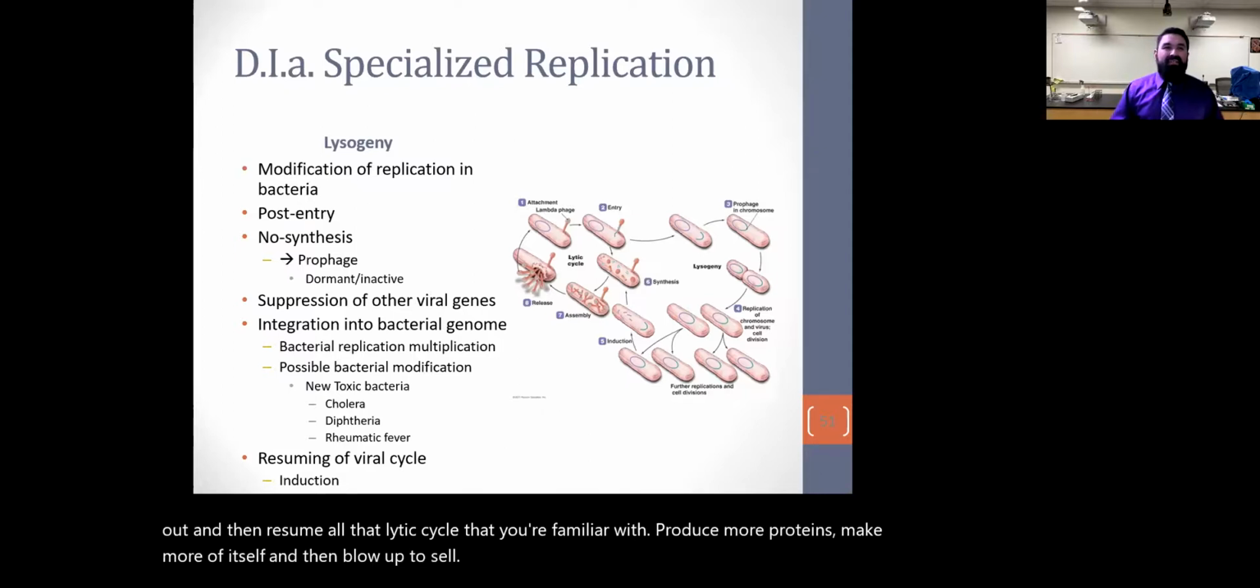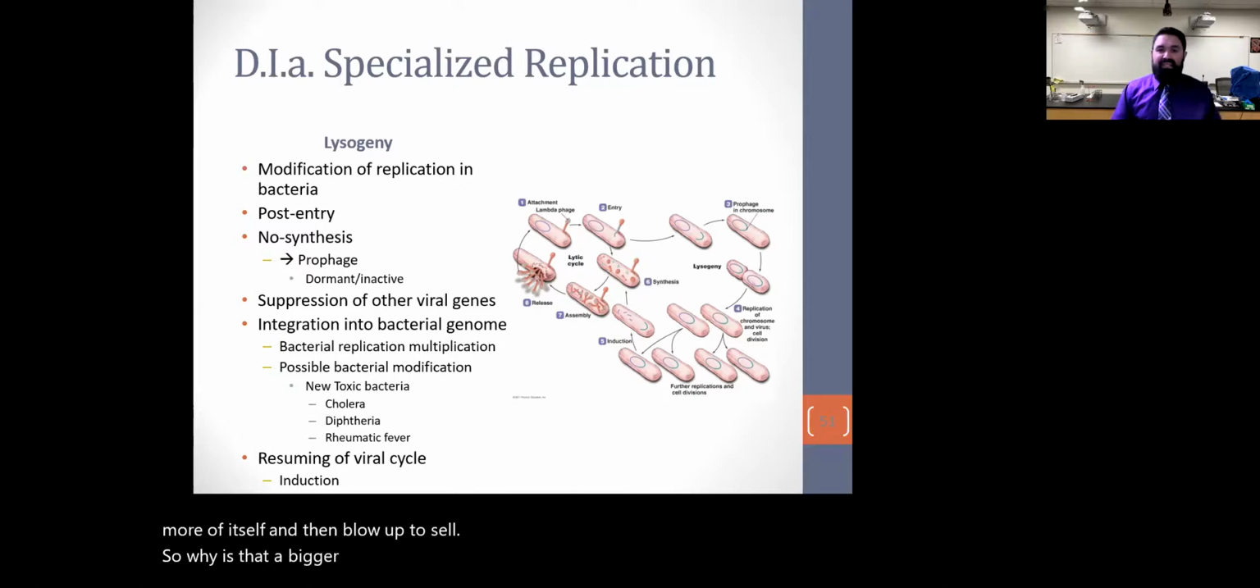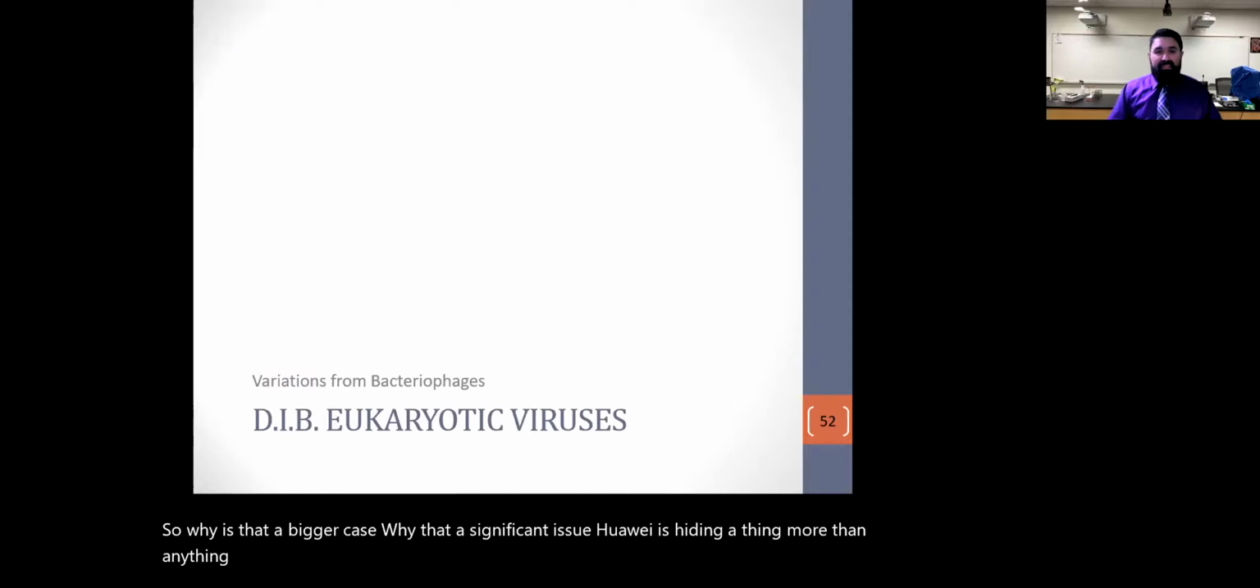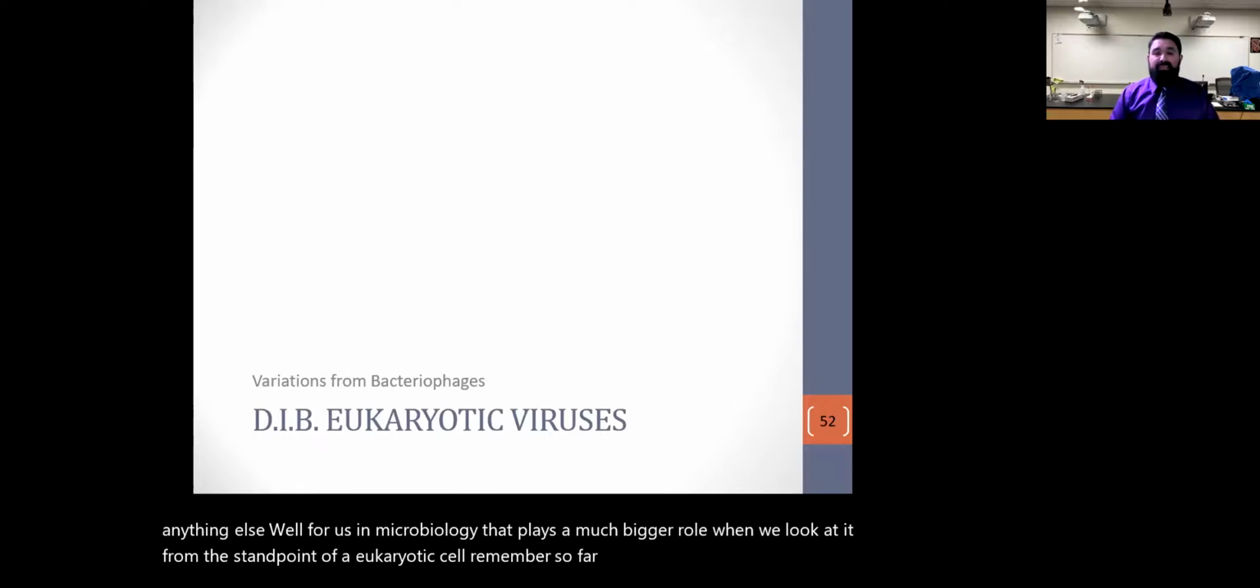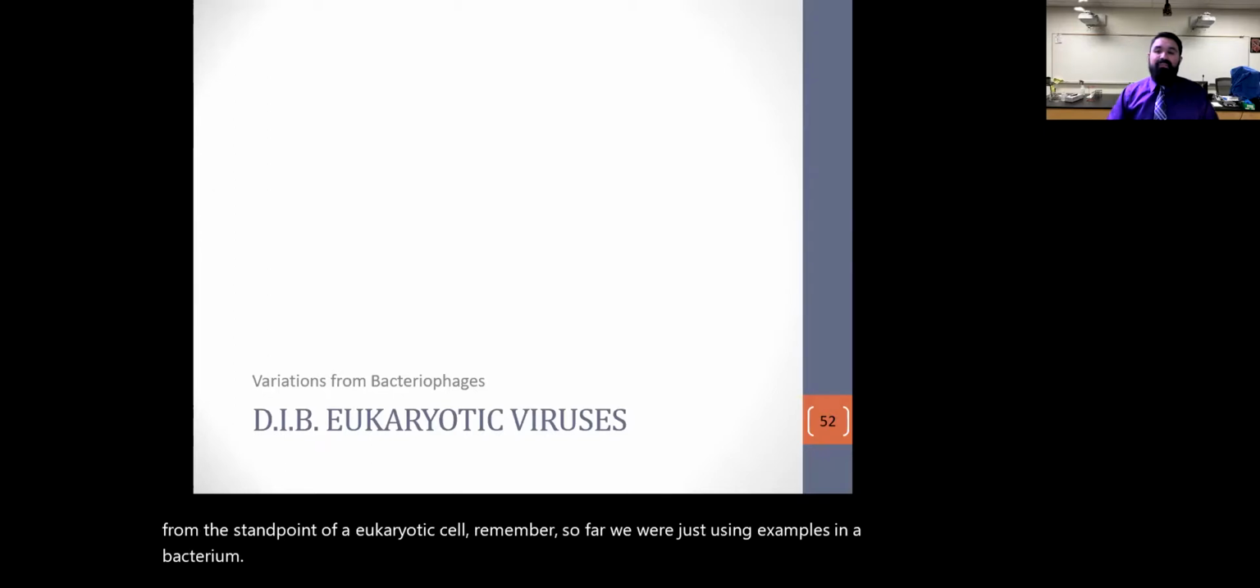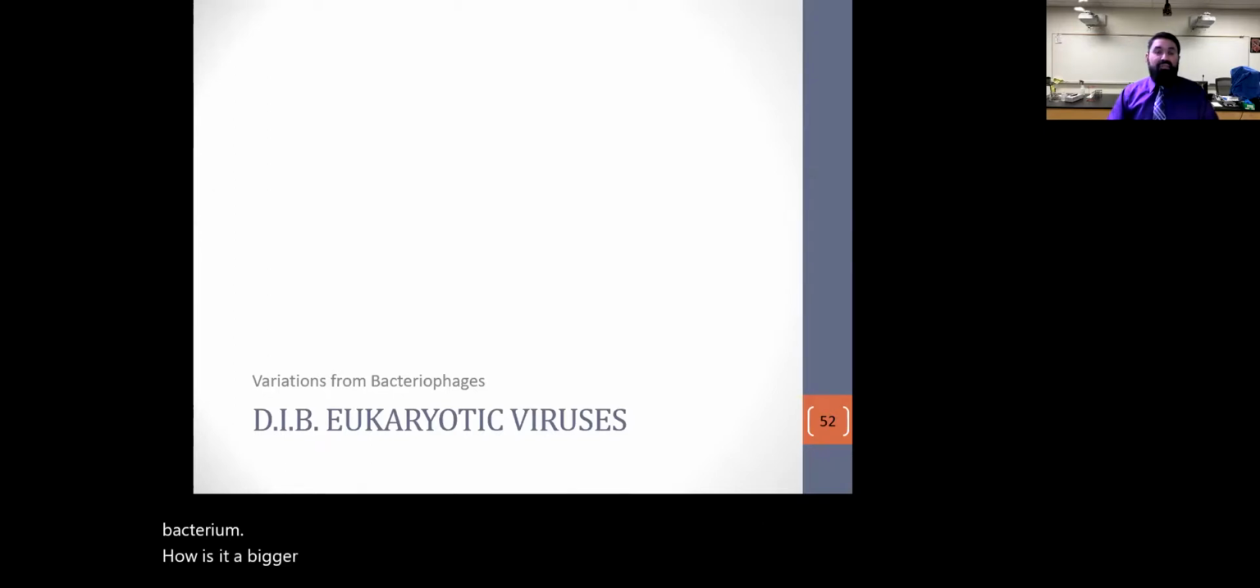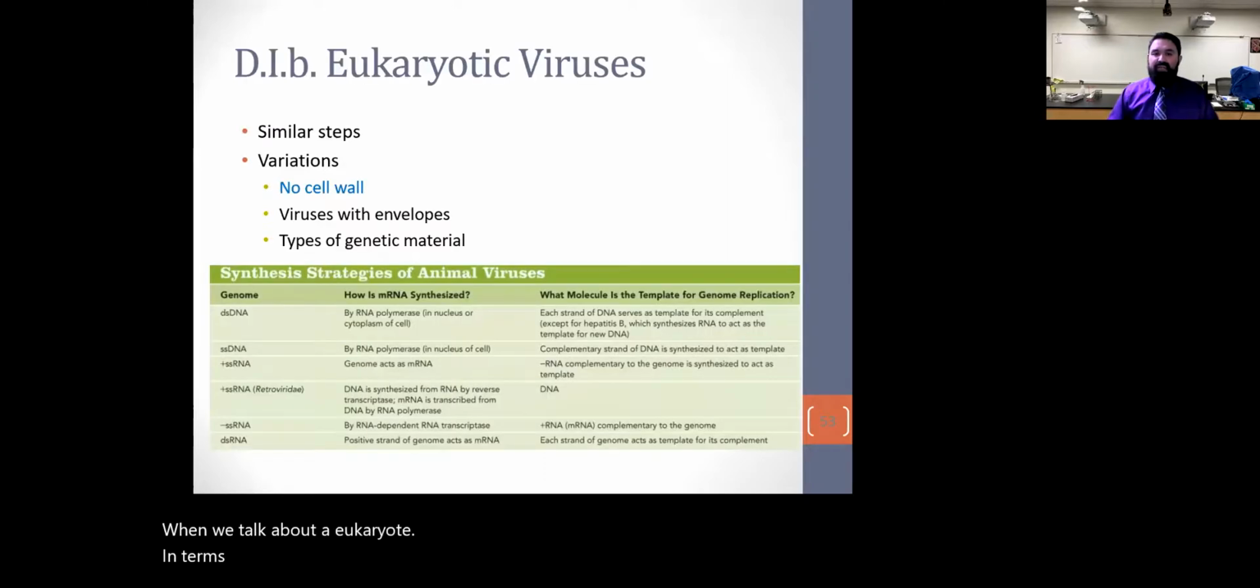So why is that a bigger case? Why is that a significant issue? Why is hiding a thing more than anything else? Well, for us in microbiology, that plays a much bigger role when we look at it from the standpoint of a eukaryotic cell. Remember, so far we were just using examples in a bacterium. How is that a bigger deal when we talk about a eukaryote? Well, in terms of infection in the lytic cycle in eukaryotes, it's the same thing.